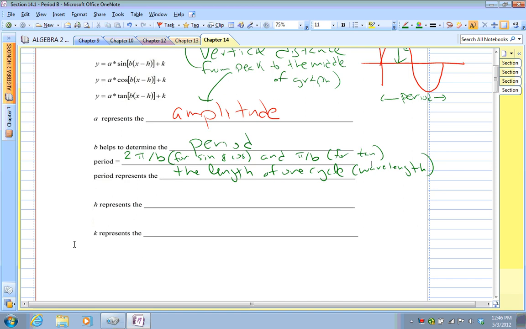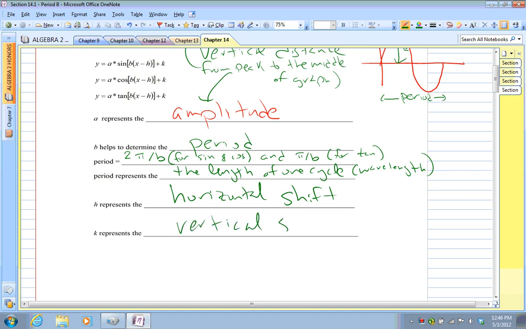H and K, same as before. H represents the horizontal shift. We've talked about this before, like when we did parabolas, absolute value graphs, log graphs, exponential graphs, all that stuff. H represents the horizontal shift. K is vertical shift.